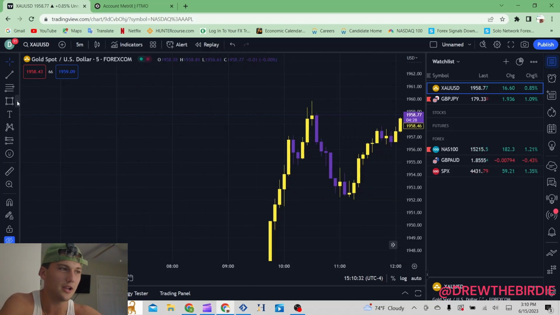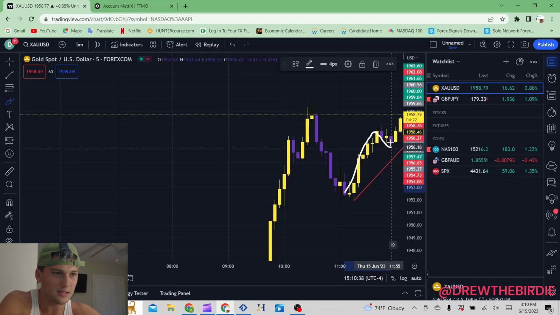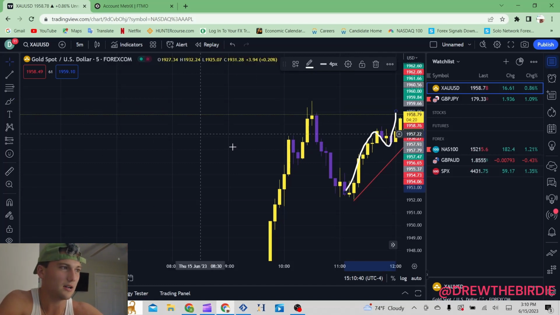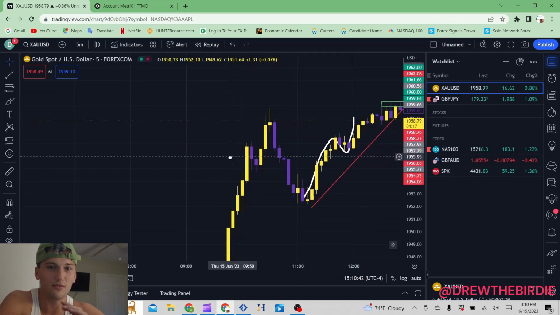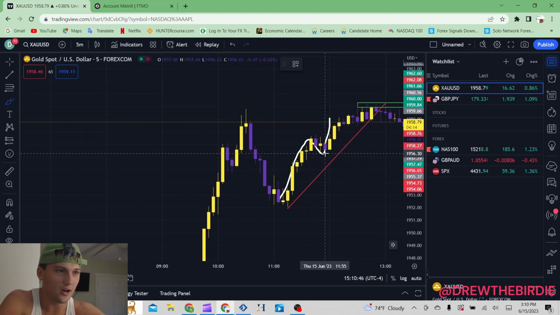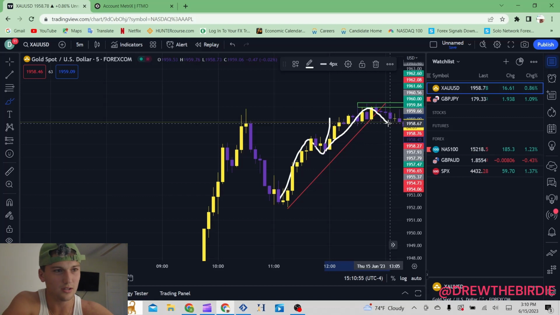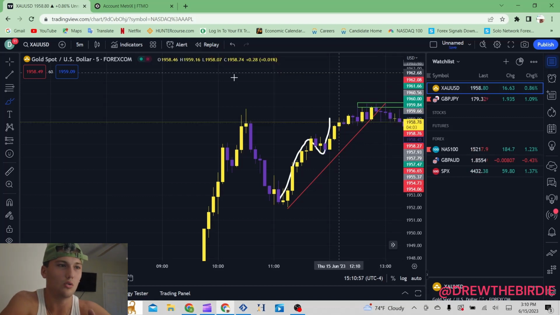As you can tell, you are creating higher highs, higher lows, higher highs, and then you're waiting for that break of structure. So right here, higher high, higher low, higher high, and then it breaks structure right there. So it's creating an equal low or a lower low.